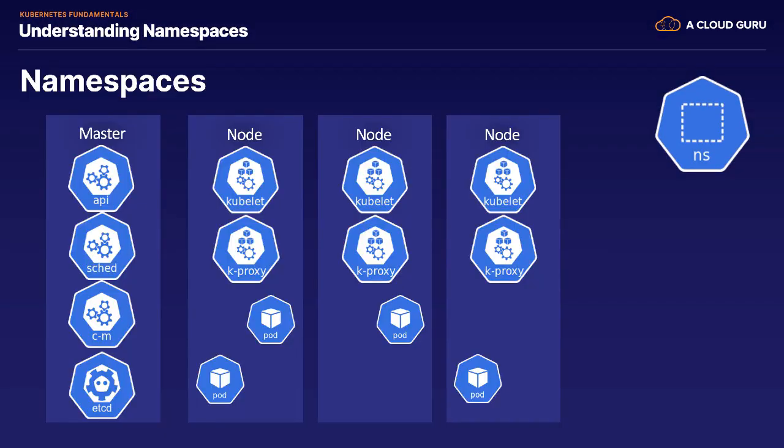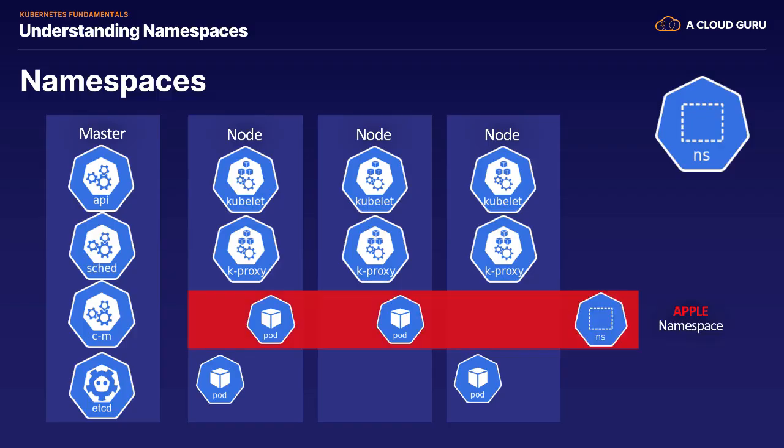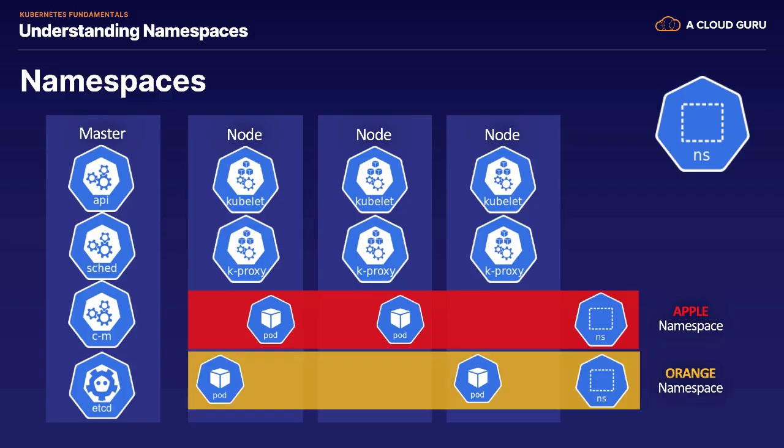For example, let's take a look here at our namespaces diagram. Here we've got 3 nodes and they're running a number of pods. In this example, we have one namespace called the Apple namespace, and these 2 pods are in that namespace. Then we've got another namespace called the Orange namespace. And again, 2 pods are in that namespace. Now, namespaces can contain other types of Kubernetes objects besides just pods, but we're just using pods in this example.